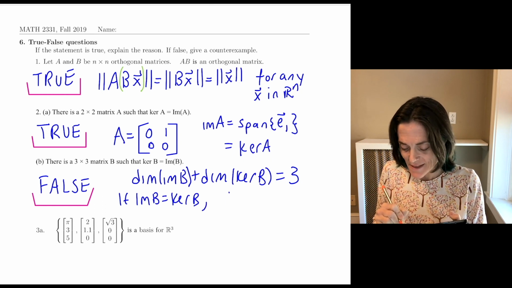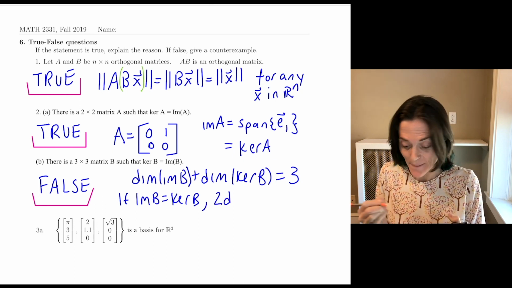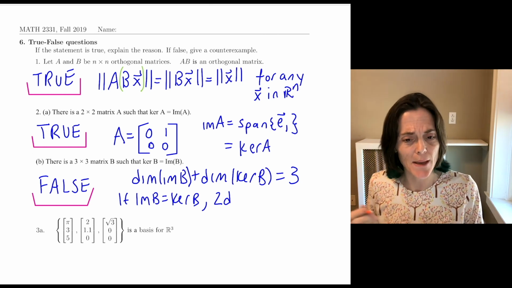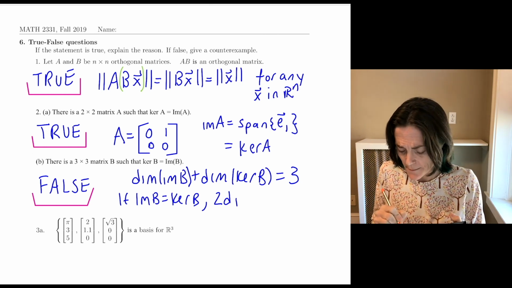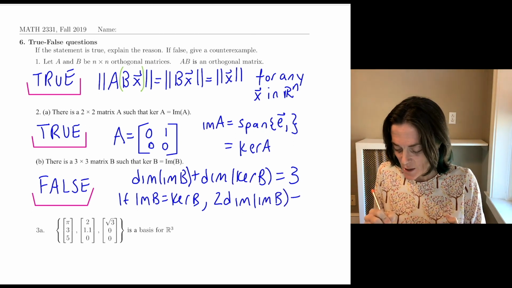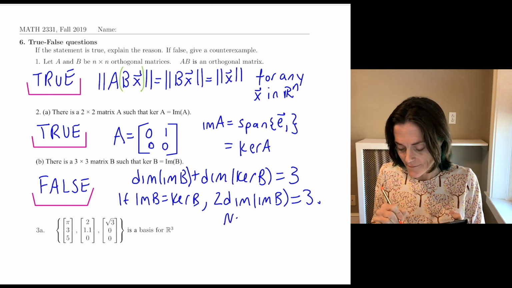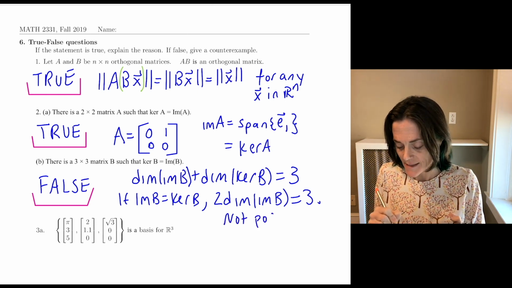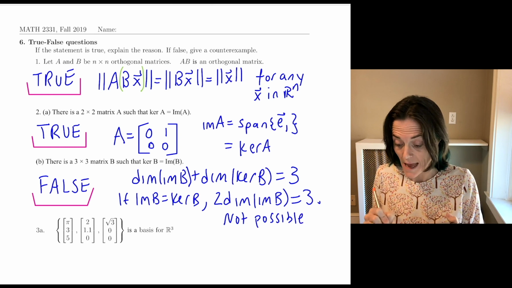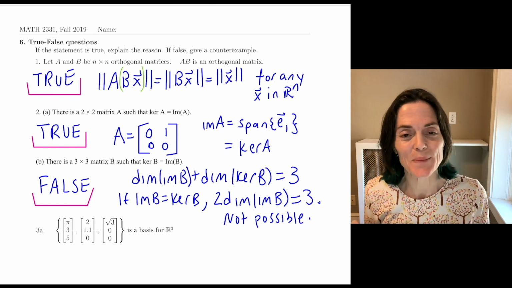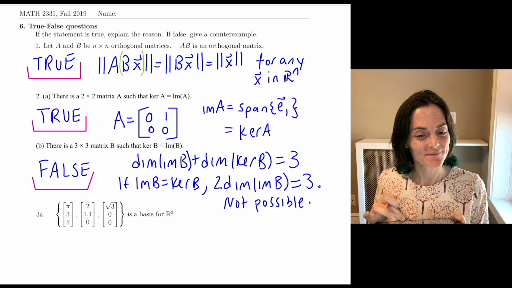then we would have the 2 times. They have the same dimension because they're equal as subspaces. We would have, say, 2 times the dimension of the image of B equals 3. And this is not possible. You cannot have a dimension that is a fraction like 3/2. Dimensions must be integers. All right.